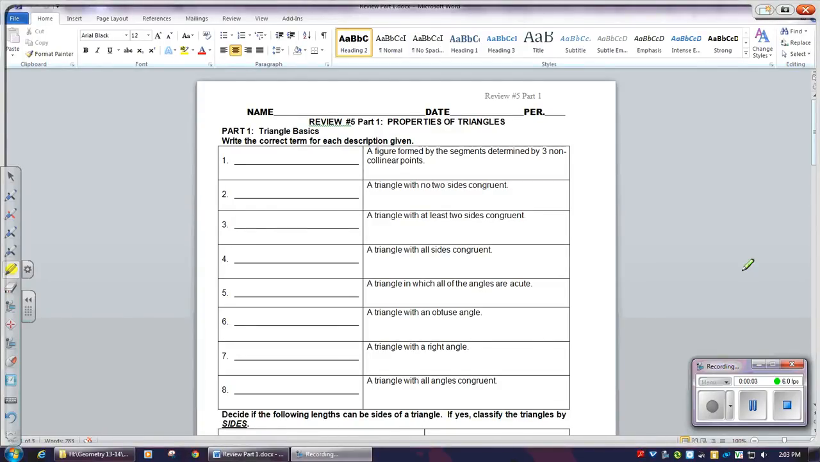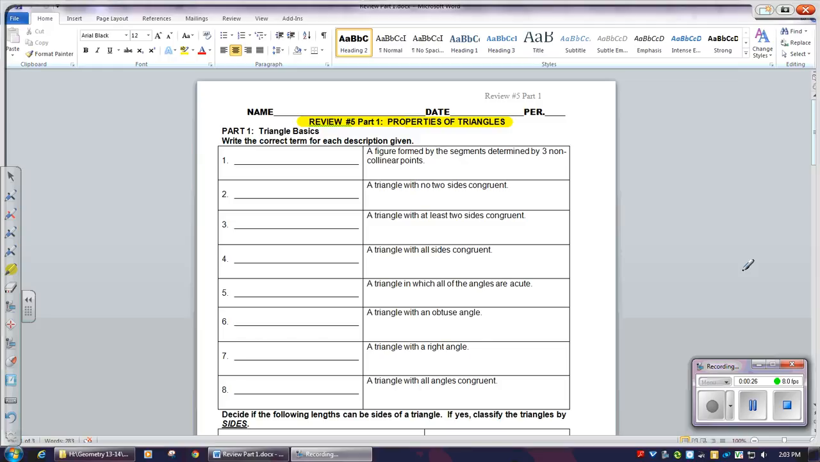This is the review for the unit on triangle basics, so make sure you have the correct review. This review is in two parts, and this is review part one. If you already have both parts, you'll just need to listen to two videos, but make sure that you have review part one.